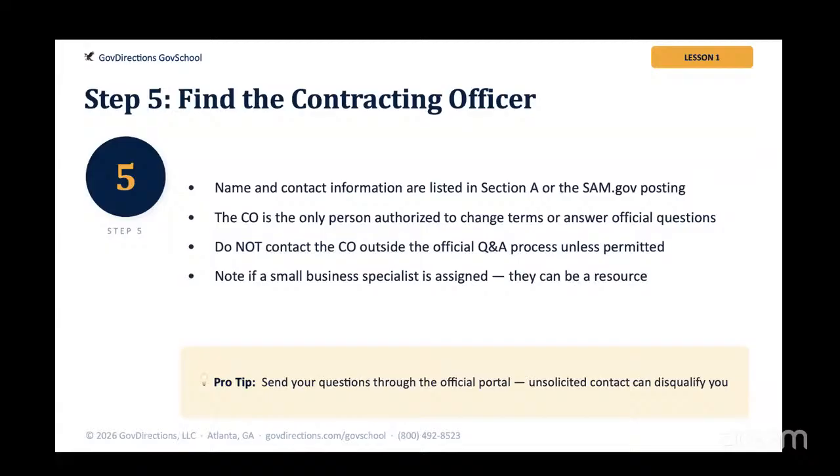But do not contact the CO outside the official Q&A process, unless they tell you that you can. If a small business specialist is assigned, they actually can be a resource to you. So pay attention to those, and they'll help you with understanding how it really works. And some have an ombudsman. Let me get that word out. Somebody who can really help you in the process.